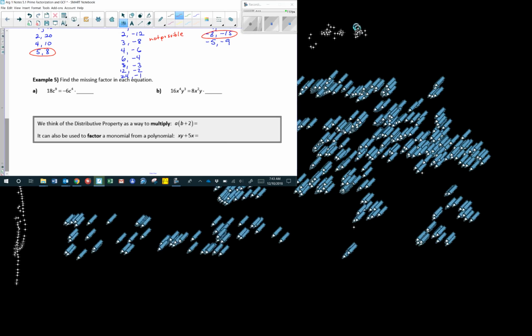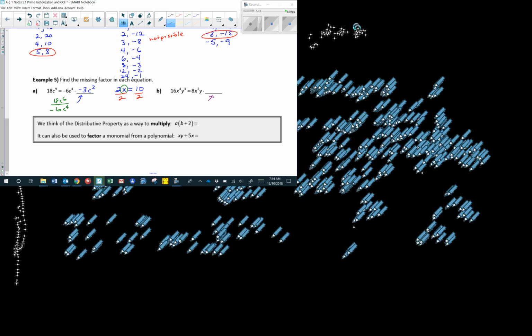If we want to find a missing factor, what we need to do is divide. Just the same as if we had 2 times x is equal to 10, in order to find that missing factor of x, we would divide both sides by 2. So we're going to do the same thing right here. In order to find out what goes in that blank, we'll do a division, and that division will be 18c to the 6th divided by negative 6c raised to the 4th power. That division gives us negative 3c raised to the 2nd power.